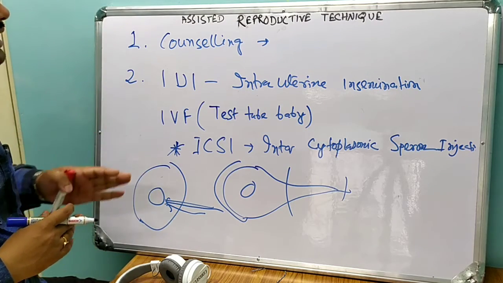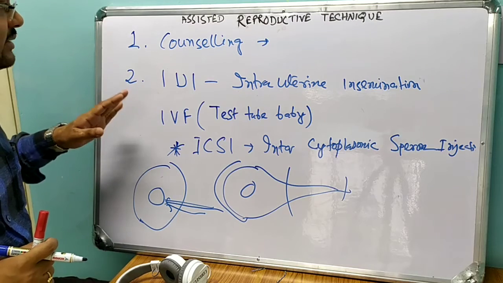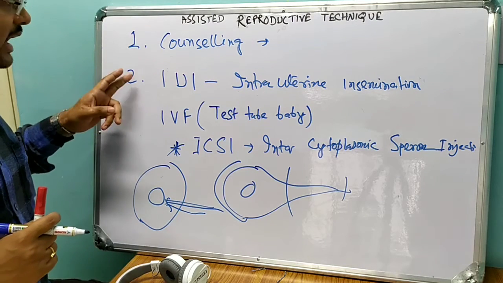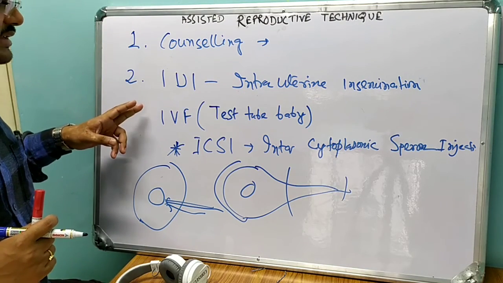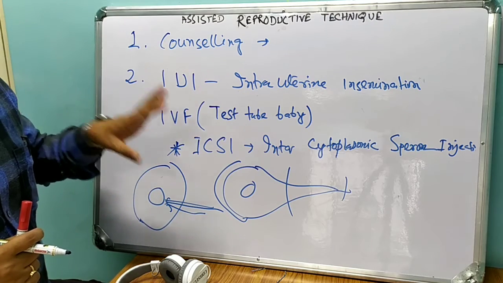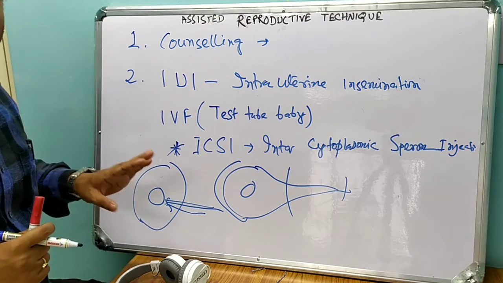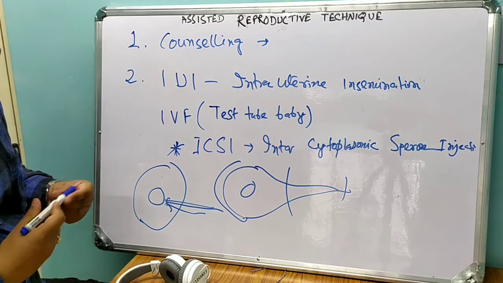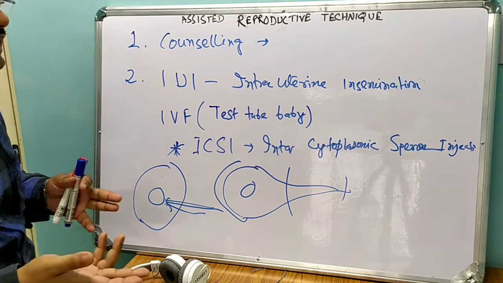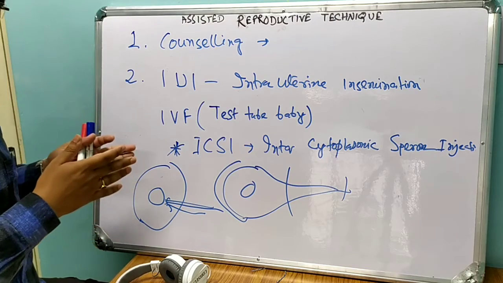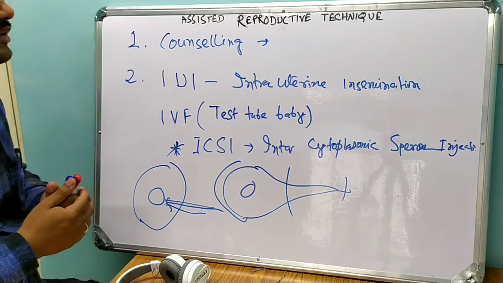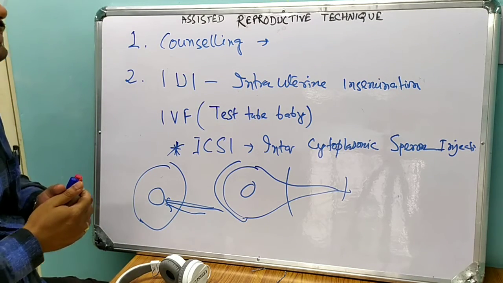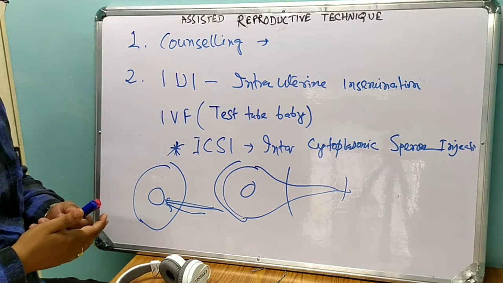So these are the main assisted reproductive techniques. Most important is IUI, IVF is the test tube baby, and finally the state of the art is ICSI, intracytoplasmic sperm injection. And pregnancy might be of two types: uterine pregnancy by the mother herself or by a surrogate mother. So these are the techniques you have to follow.